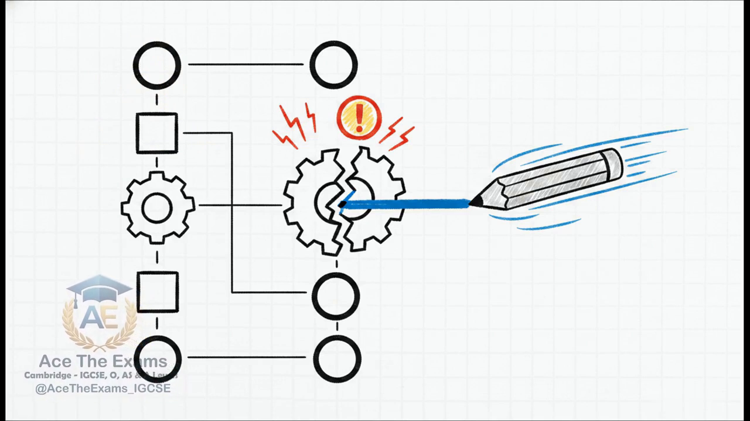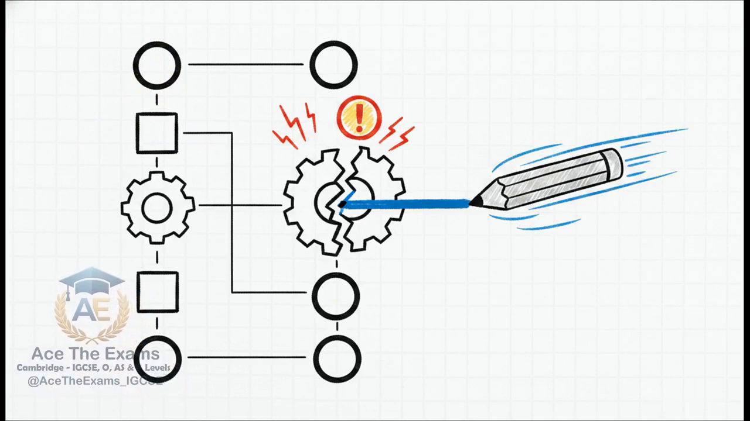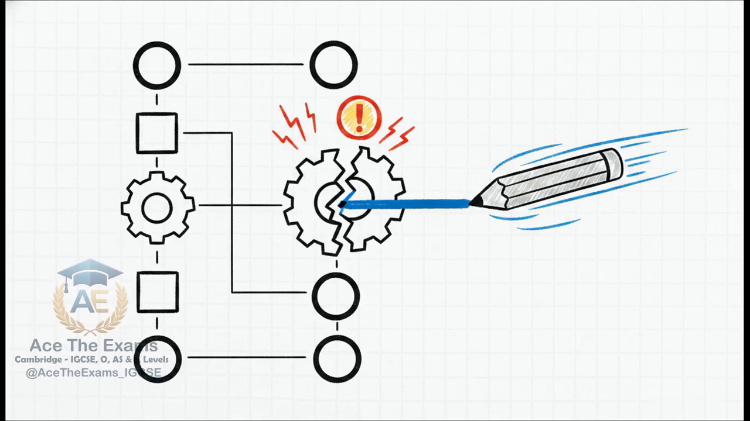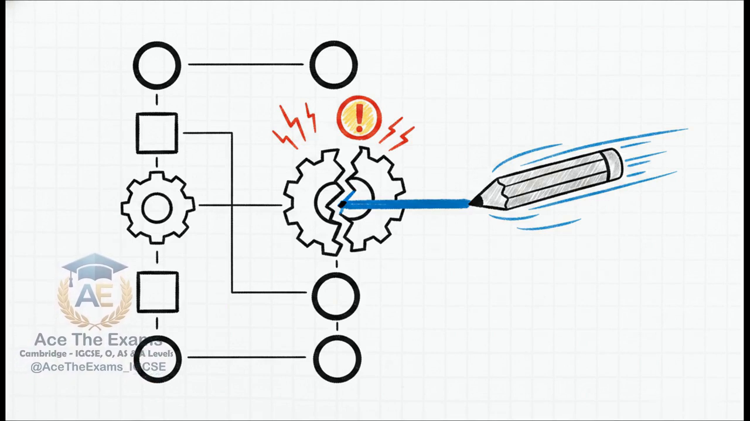For Challenge 3, your goal during your next study session should be to take 30 seconds and speed write one perfect PEEL paragraph correcting that exact flaw.